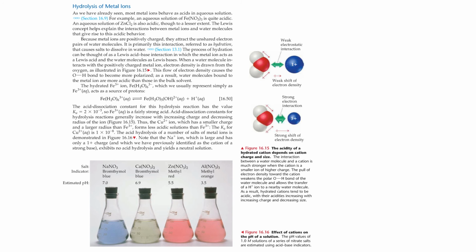Acid dissociation constants for hydrolysis reactions generally increase with increasing charge and decreasing radius of the ion. Thus, the copper(II) ion, which has a smaller charge and a larger radius than iron(III), forms less acidic solutions than iron(III). The Ka for the copper(II) ion is 1 times 10 to the negative 8. The acid hydrolysis of a number of salts or metal ions is demonstrated in Figure 16.16. Note that the sodium ion, which is large and has only a positive 1 charge, and which we have previously identified as the cation of a strong base, exhibits no acid hydrolysis and yields a neutral solution.